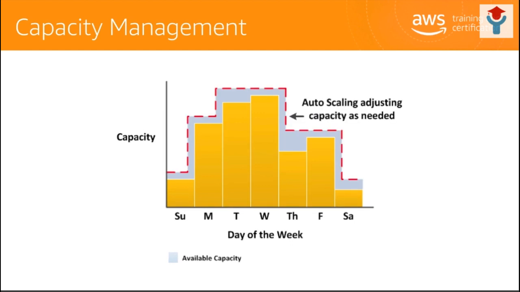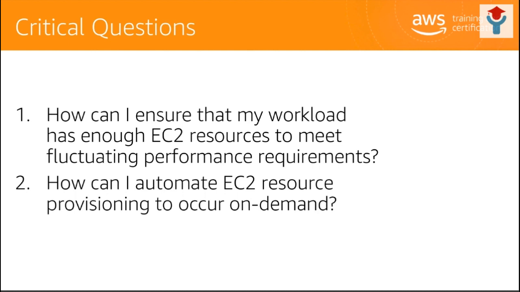Autoscaling allows you to add or remove EC2 instances based on conditions that you specify. Autoscaling is especially powerful in environments with fluctuating performance requirements. This allows you to maintain performance and minimize cost. So autoscaling really answers two critical questions. One, how can I ensure that my workload has enough EC2 resources to meet fluctuating performance requirements? And two, how can I automate EC2 resource provisioning to occur on demand?